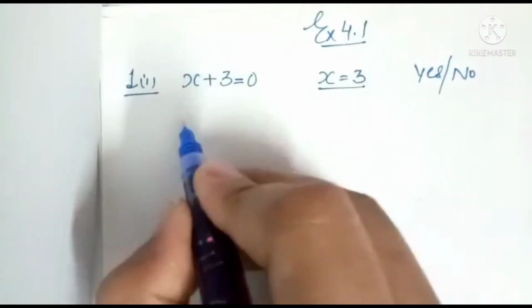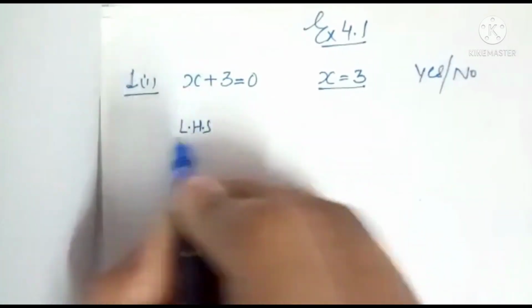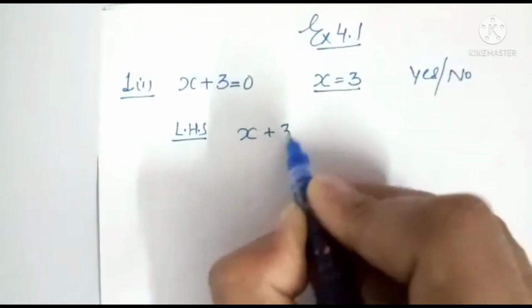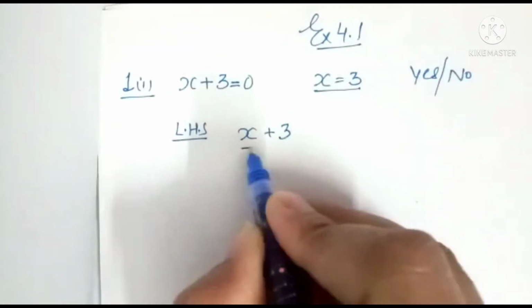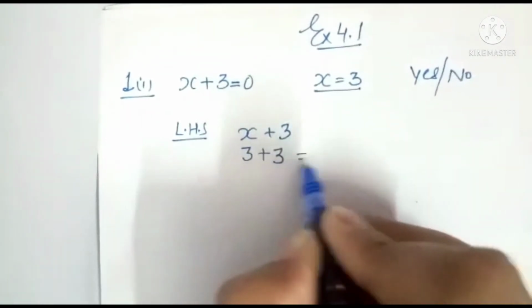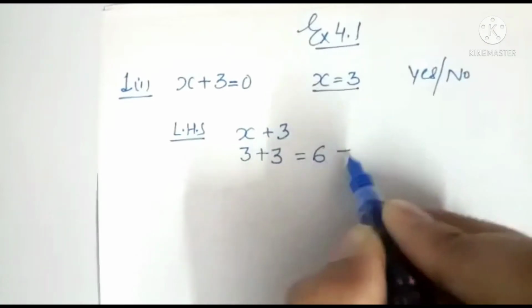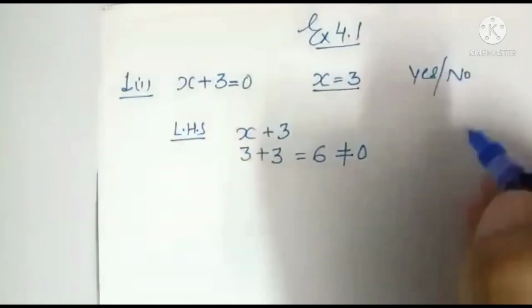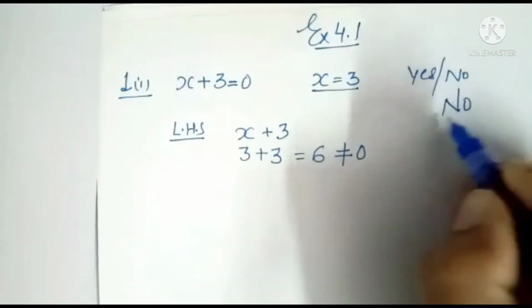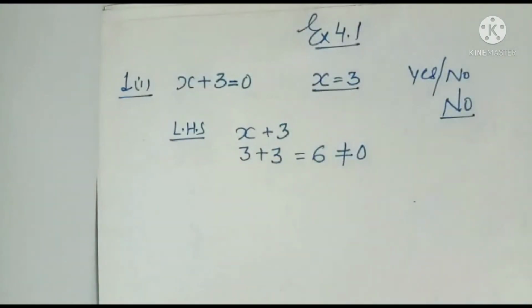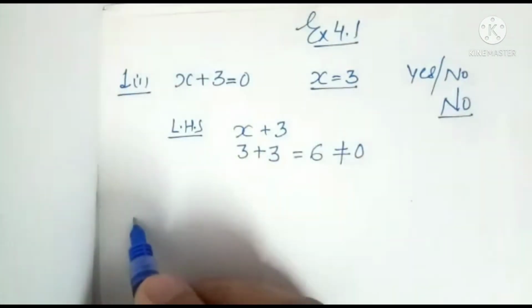So let us check. On the left hand side you have x plus 3. We will substitute this value here, 3 plus 3, which is equal to 6. So it is not equal to 0. So we will say that x is equal to 3 doesn't satisfy this equation. Let us see one more part.